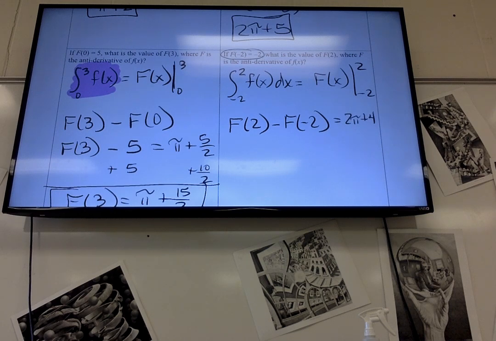F of negative 2, notice, is negative 2. So this is F of 2 plus 2. F of 2 is equal to 2 pi plus 4, subtract 2, so F of 2 is equal to 2 pi plus 2.